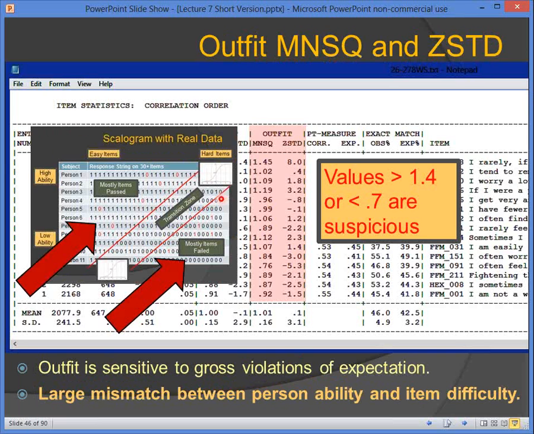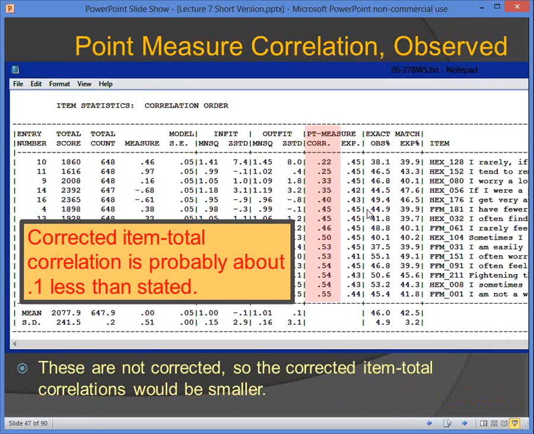Okay, and then outfit is essentially the same way. In outfit, remember, we're concerned with whether or not the person failed items that should have been passed or passed items that should have been failed. These are the zones on either side of the transitional area. Again, values greater than 1.4 or values less than 0.7 are going to be suspicious.